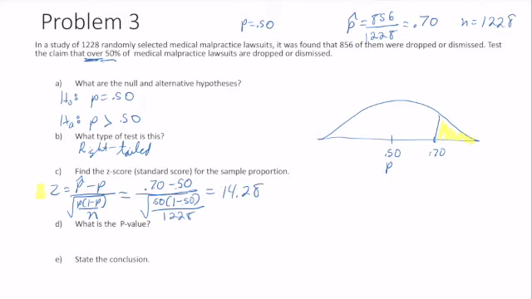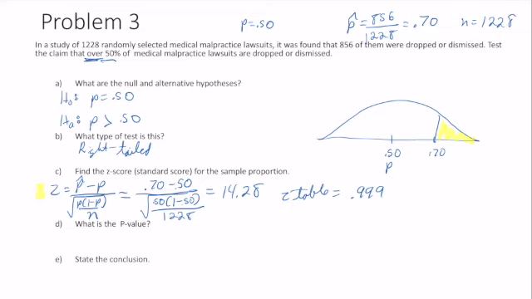This gives me quite a big number, right? 14.28. Okay? Now remember from our 68, 95, 99.7 rule that 99.7% of the data is within 3 standard deviations of the mean. This is really far away. So if I look this up in a z-table, I will get 0.999. That's really close to 1, right? But it's not perfectly 1.